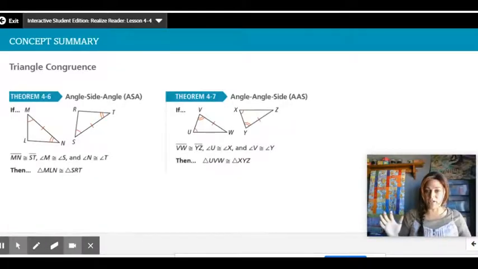Okay, big picture. You have 2 new rules today. Angle, side, angle, and angle, angle, side. Those are 2 more rules that prove triangles are congruent. I hope that helps.